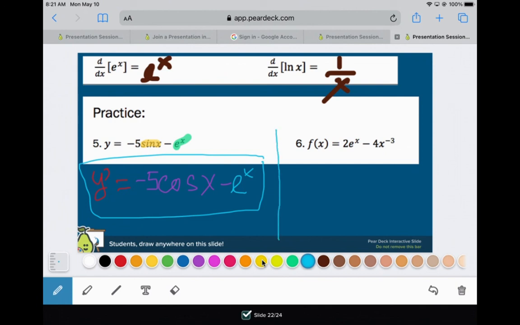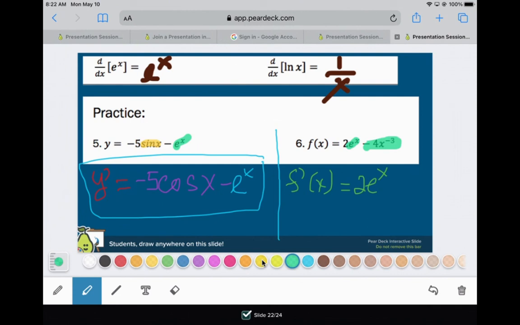All right, let's try this one. Let's do one more together. F prime. Keep in mind, e to the x is just going to be e to the x, and nothing changes, so that could be 2e to the x. Now the last part is the power rule, and we know what to do with that. So minus, whoops, it's going to be negative 3 times negative 4.